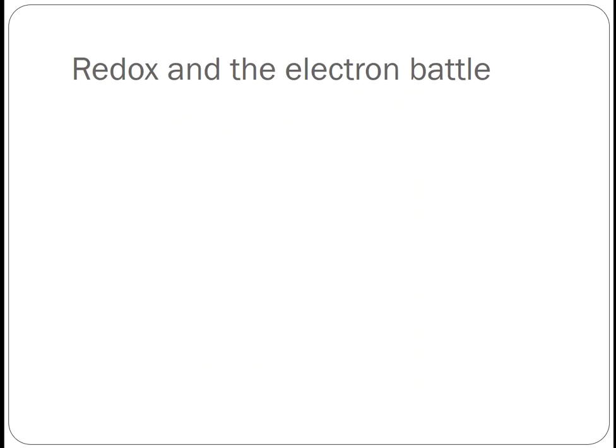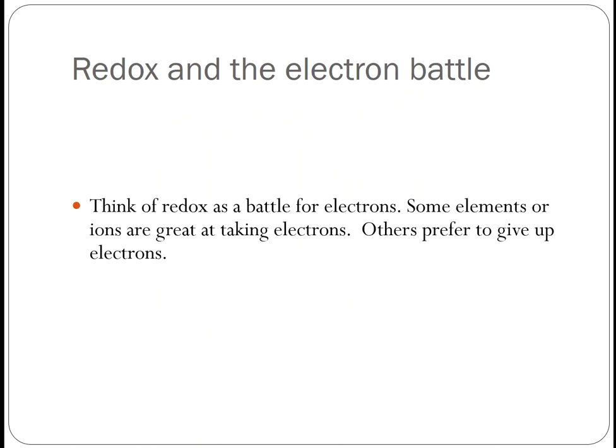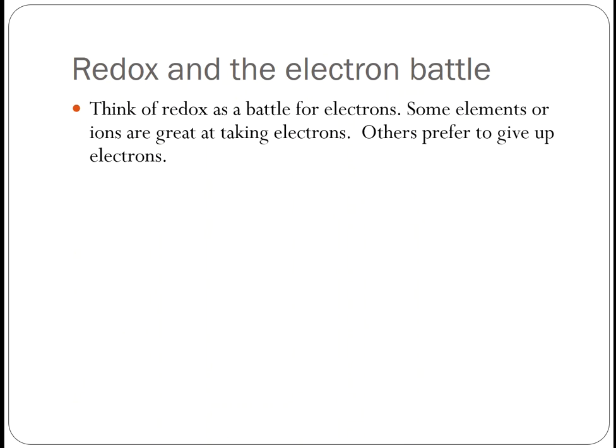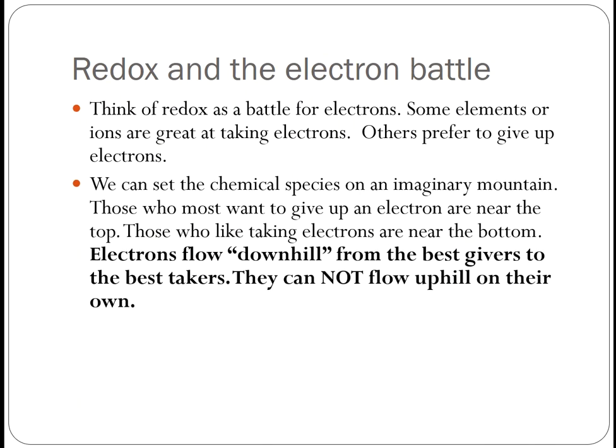So we've talked about redox, we've talked about electrons changing places, we've talked about oxidation and reduction. An analogy for redox is a battle for electrons. We hate to think of electrons as having a motive, but some species are good at taking electrons, others are good at giving up electrons. So we can imagine an imaginary mountain, and those things that most want to give up electrons are at the top of the mountain, and those things that most want to take electrons are at the bottom of the mountain. And things flow downhill from the best givers to the best takers.